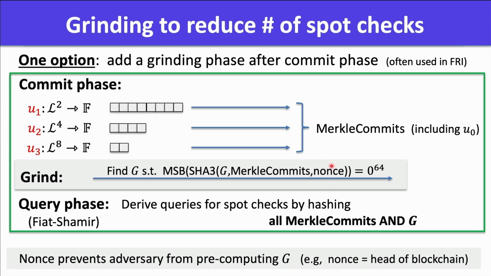Now, I did want to mention that this nonce is important. The nonce is there to prevent the adversary from pre-computing the grinding value. So the nonce has to be some current value. For example, it could be the head of the blockchain, which is unpredictable until the head is actually available. So the prover cannot start to grind before the head of the blockchain is available.